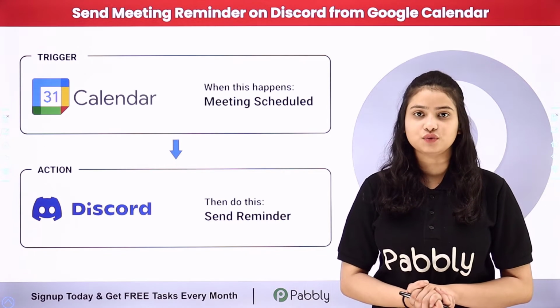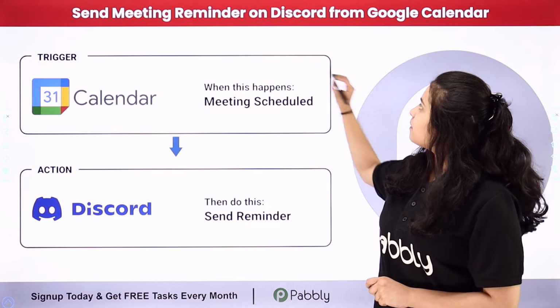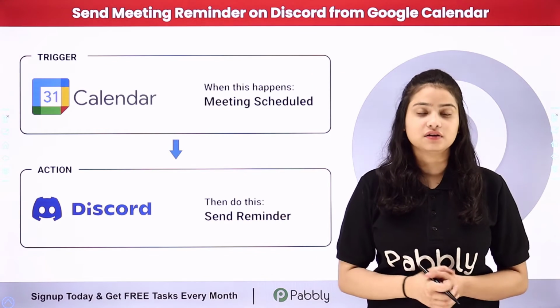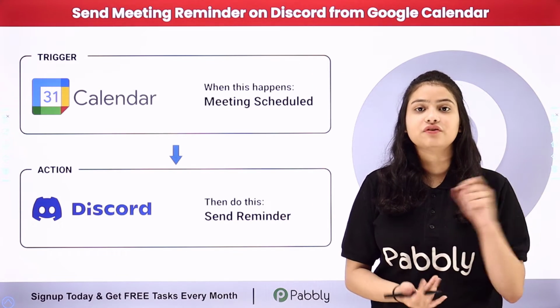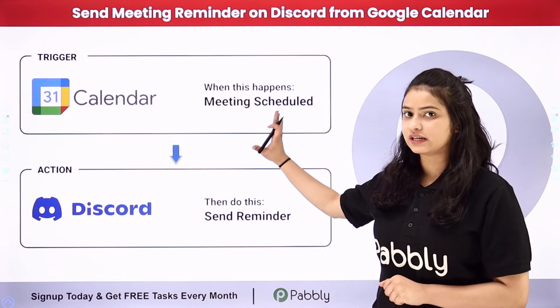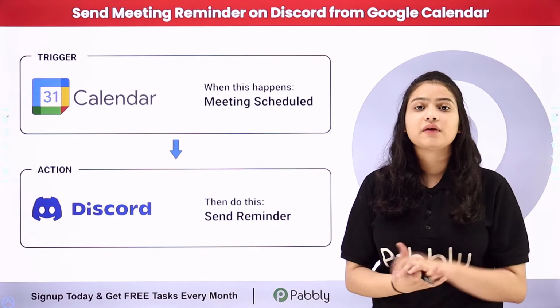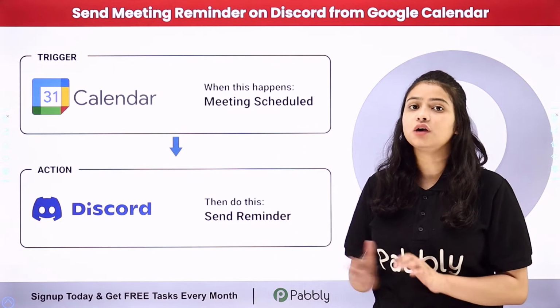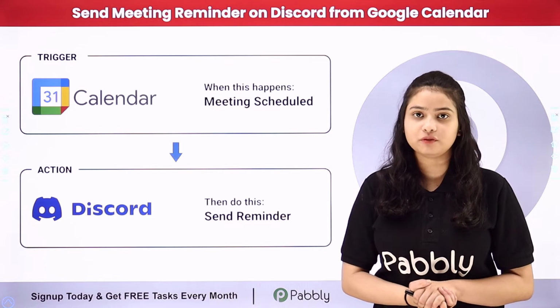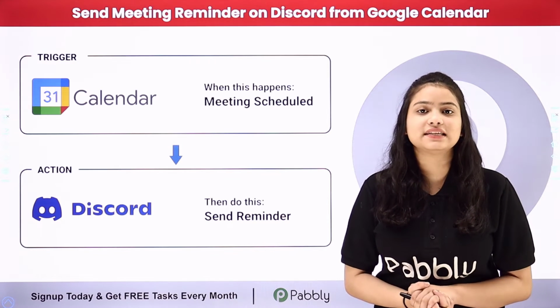In this video, we are going to learn how to send meeting reminders on Discord from Google Calendar. So here my objective is that whenever a new meeting is scheduled in Google Calendar, I want to send a meeting reminder message to my team members on Discord 30 minutes before the actual time of the meeting. So how are we going to automate this entire process?